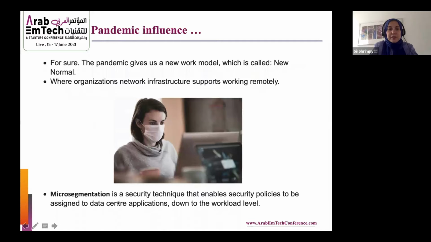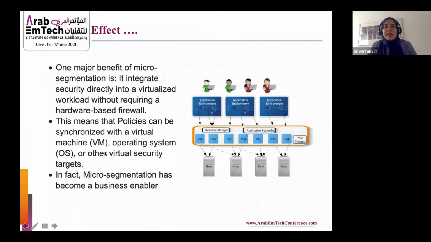For sure, the pandemic gives us a new work model, which we call the new normal, where organizations' network infrastructure supports working remotely. So microsegmentation is a security technique to enable security policies to be assigned to data center applications down to the workload level. One major benefit of microsegmentation is that it integrates security directly into the virtualized workload without requiring a hardware-based firewall.